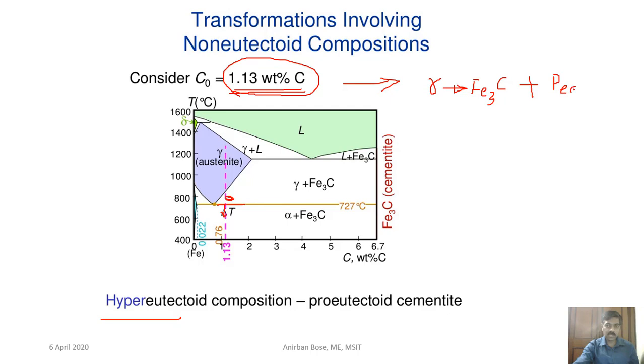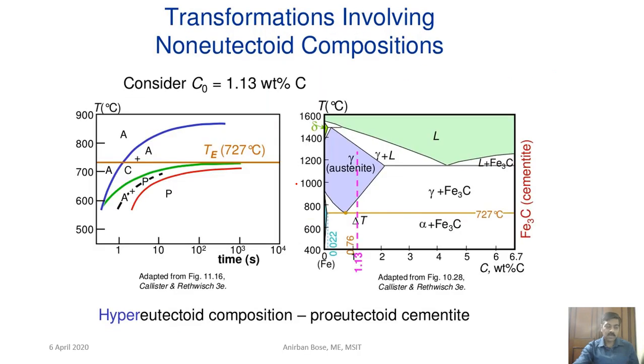So this is the final structure that we'll observe. This is the pro-eutectoid cementite. In pearlite also, basically it is alpha plus Fe3C, but these alpha plus Fe3C are in a lamellar structure in the pearlite. So this is the transformation that will take place if it is a hypereutectoid steel, that we have seen already in the equilibrium phase diagram that you can see over here.